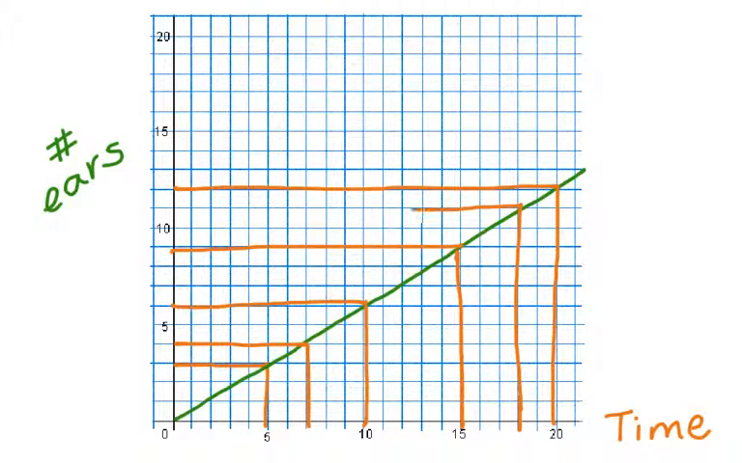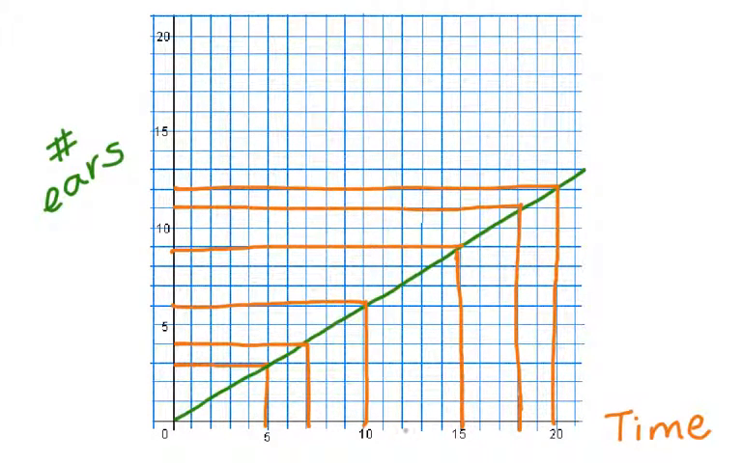You can see that we would be at just about 11 ears of corn. It's a little bit under the 11, so it wouldn't quite be 11 ears of corn, but it would be very, very close. This is a way that we can make a graph and use this graph to solve problems or answer questions. Let's do one more.